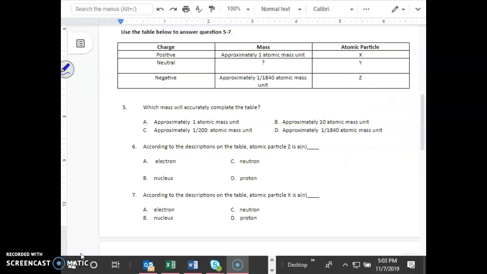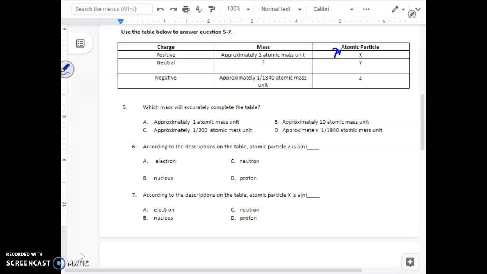Okay, we're going to use the table below to answer questions 5 through 7. The charge, we got positive, neutral, negative, mass approximately 1 AMU. Neutral, there's a question mark, and negative, approximately 1 over 1840. So I know positive can only be one particle. It's got to be the proton. We know that the protons are positive, and they have a mass of 1.